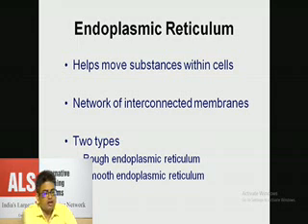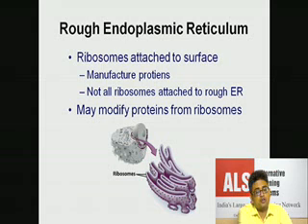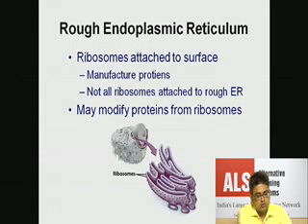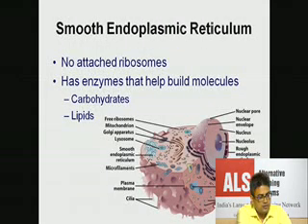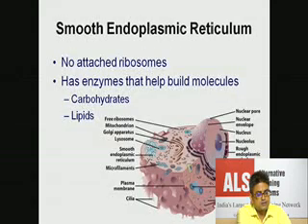Endoplasmic reticulum we have done yesterday. So it's a transport network consisting of a network of interconnected tubules. It is of two types, rough and smooth. Rough has ribosomes. Smooth does not have ribosomes. Smooth helps in lipid synthesis. Rough helps in protein synthesis.